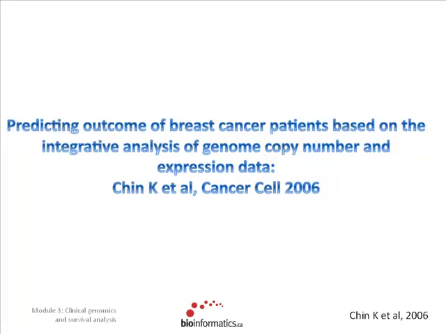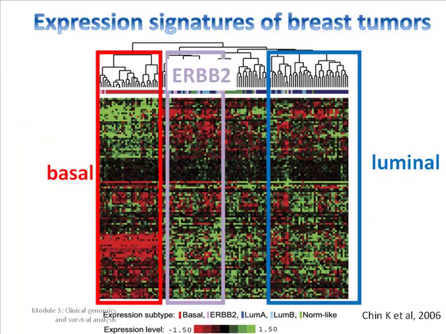So this was the first example which set the road into this direction. And right now there is a great number of studies being published devoted to predicting outcomes of patients based on some set of biomarkers. And yesterday you've heard about this paper. I'm just going to remind you a little bit about it within a few minutes, where they used an integrative analysis of copy number and expression to predict outcome of breast cancer patients.